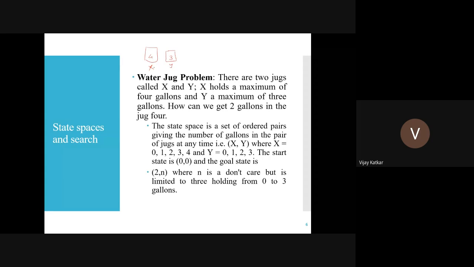The state space for X is: it can contain 0 liters of water, 1 liter, 2 liters, 3 liters, or 4 liters of water. Please don't tell me 1.5, I know we are working only with integers. Similarly, the state space for jug Y is that it can contain 0 liters, 1 liter, 2 liters, or 3 liters of water.